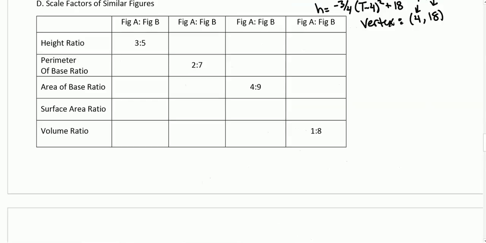This is part D on the scale factors of similar figures. And this is taken from worksheet 4 of unit 9. So first, height and perimeter are one-dimensional. It's important to realize that. Area, whether area of the base ratio or surface area, all area is two-dimensional. And volume is three-dimensional.